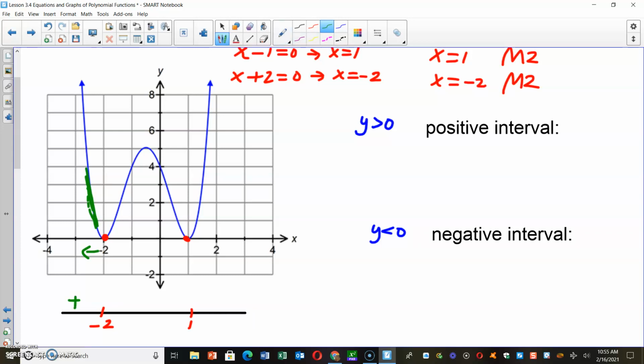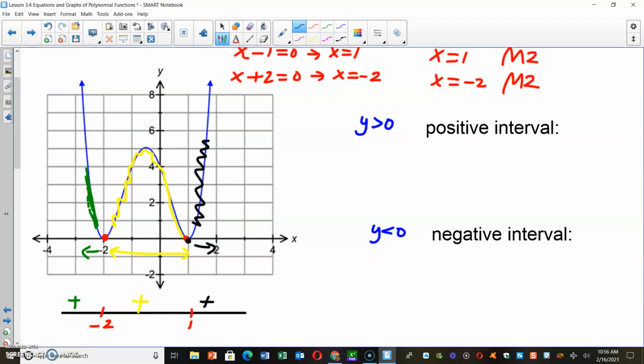When I look at the y values between negative 2 and 1, I can see the graph is increasing, then decreasing, which means the y values are still positive. To the right of 1, I can see that the y values are still positive because the function is above. So it looks like, and it is, the function is positive everywhere in this interval.